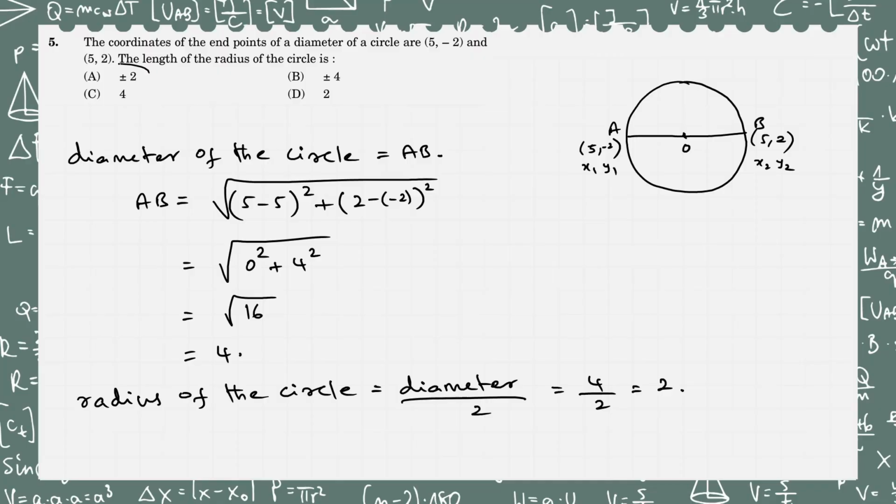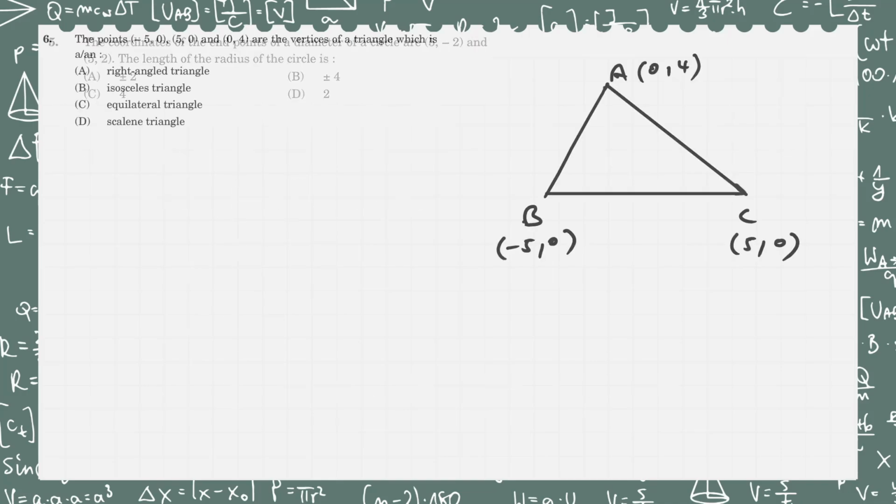But here option A has plus or minus 2. But look at the question, length of the radius. The length can never become negative. So minus 2 cannot even be considered, right? So the correct option is just 2 only, because length can never be negative. So option D is the correct answer. Let us move on to the next sum.